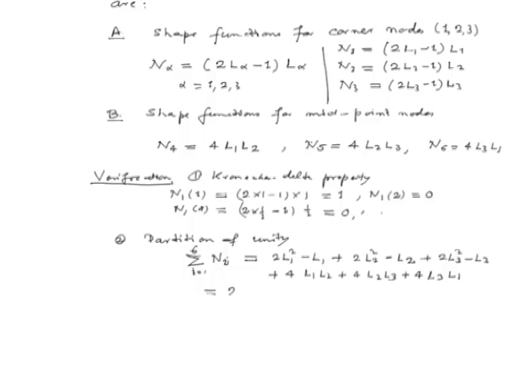So, this we can write as twice of (L1 plus L2 plus L3) whole square minus (L1 plus L2 plus L3), and we know this L1 plus L2 plus L3 is equal to 1. So, we have got 2 into 1 square minus 1, which is equal to 1. So, these shape functions do satisfy the partition of unity. There is absolutely no problem with the satisfaction of the two primary conditions which these shape functions must satisfy.